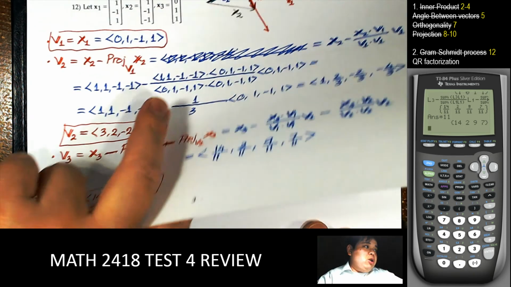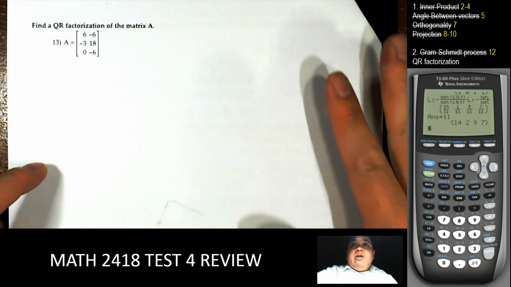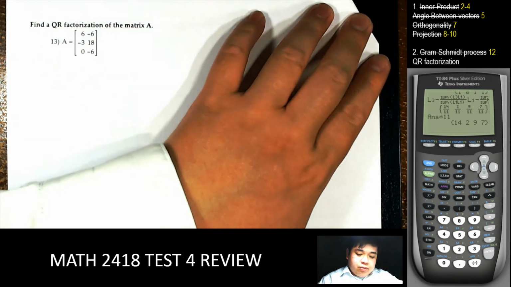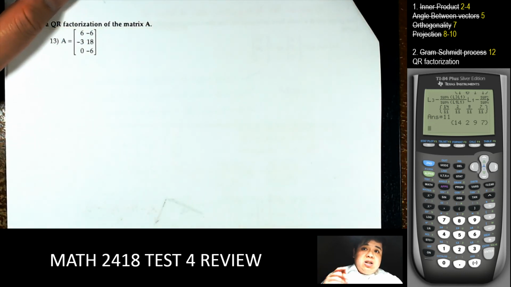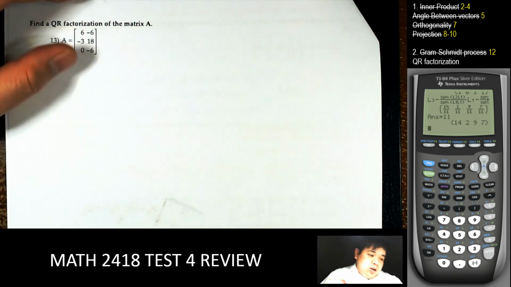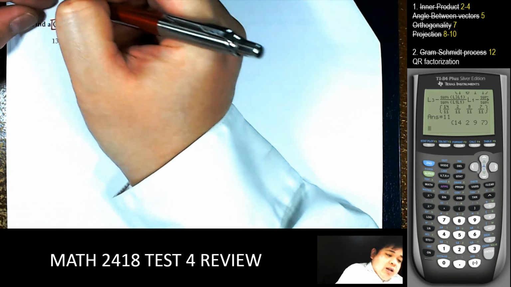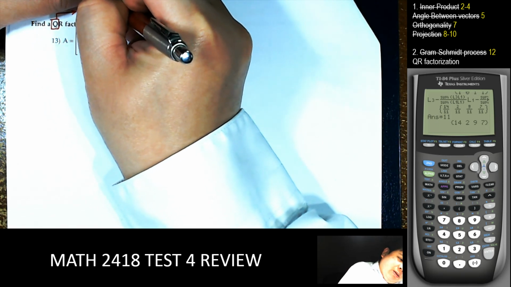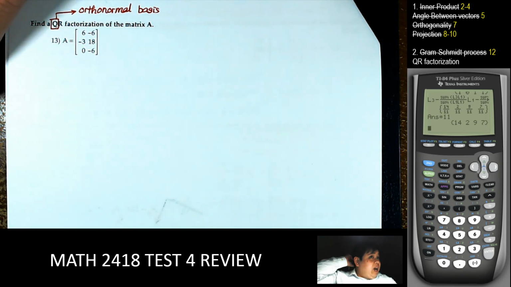Now we do QR factorization. QR factorization is kind of the same thing. First, we have to find the orthonormal basis. So it's not just orthogonal, meaning that we have to find the vectors and then the unit vectors. So for the Q, this is the orthonormal basis for the column space of A.